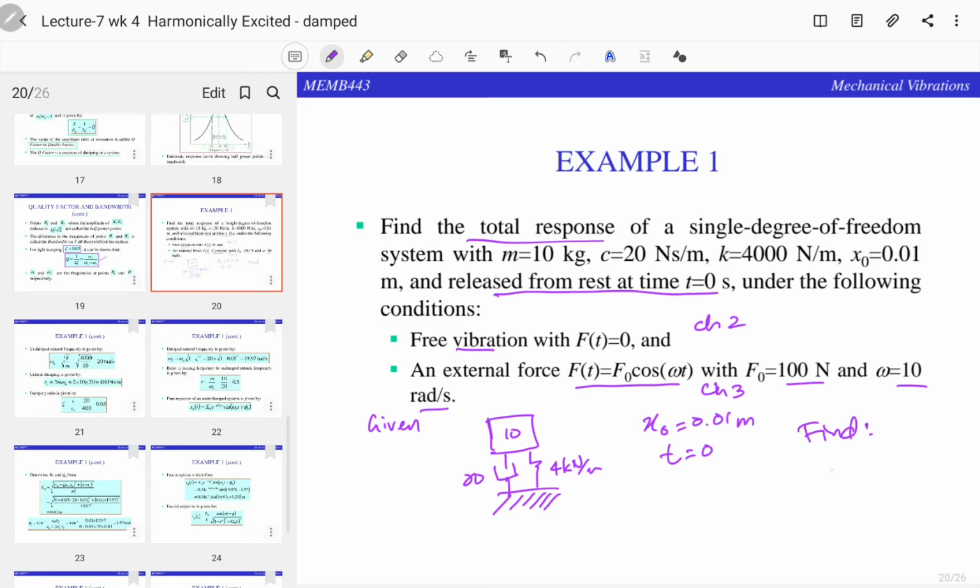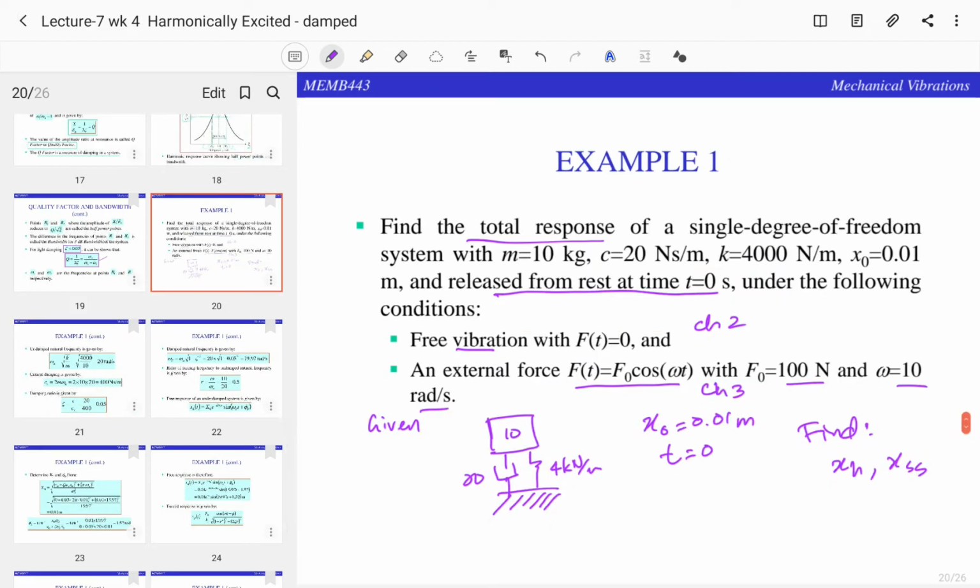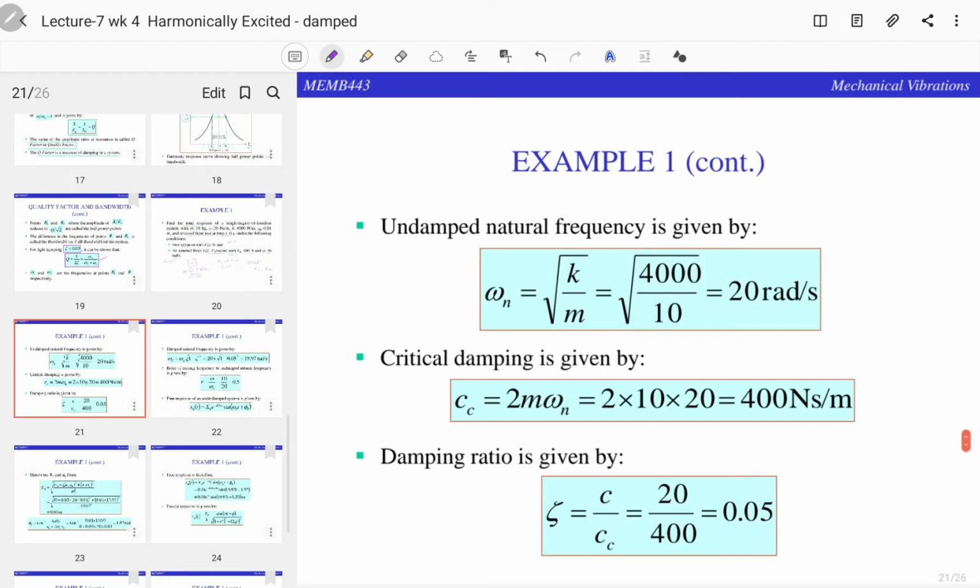Basically you need to find xh and x steady state, or xp. So let us take a look how we solve this. From this equation, you know that the main equation, or the response from chapter 2, is actually, if you have a damping system, you would need to calculate the damping and determine whether it's underdamped, overdamped, or critically damped, because you want to choose which equation you need to use in the list of equations.